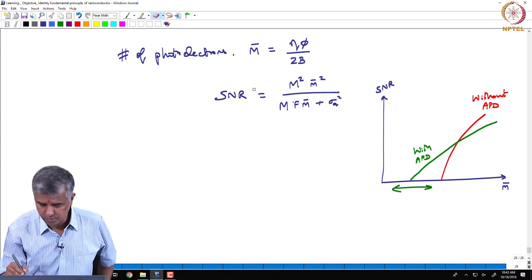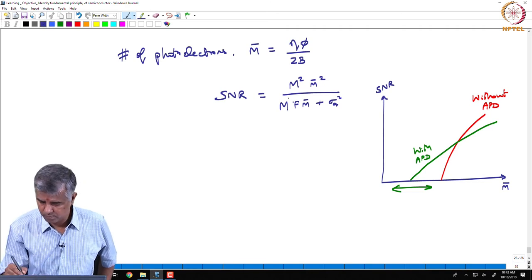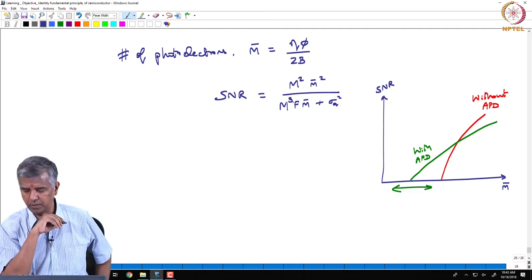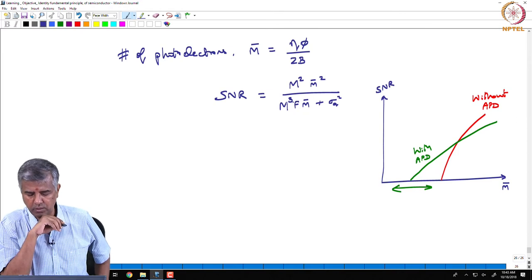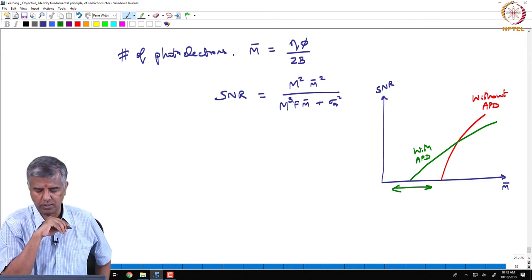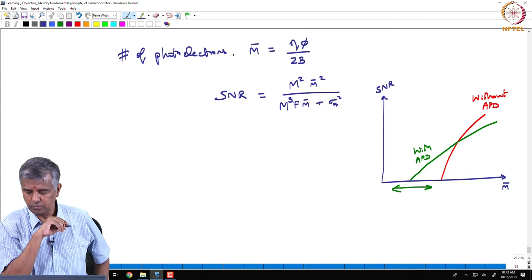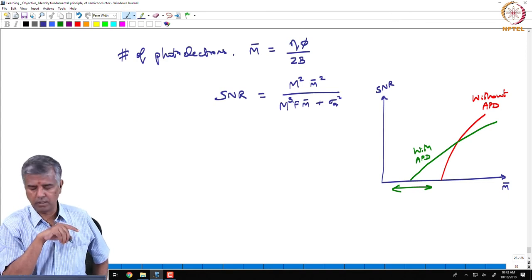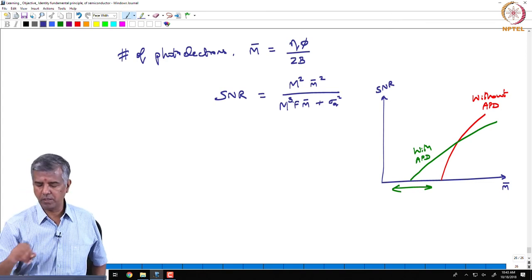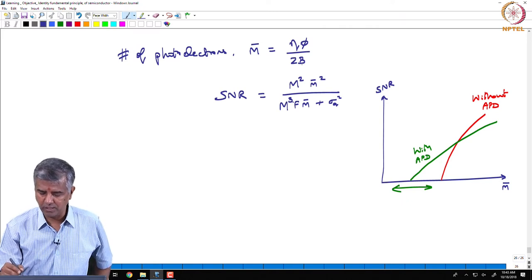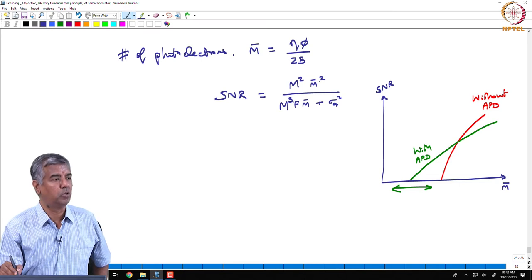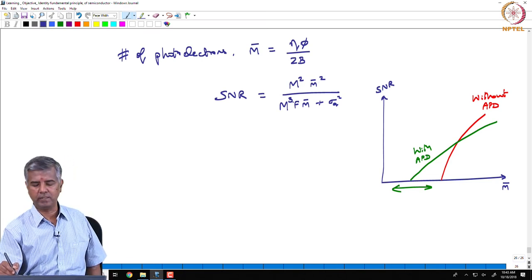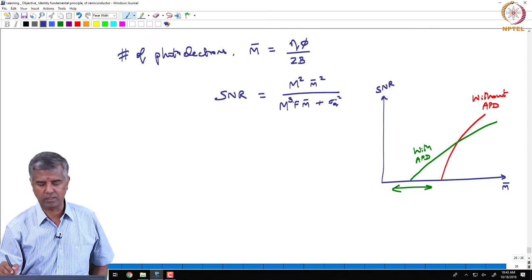Yeah, that should be M cube over there, because we are just counting in terms of number of photoelectrons. So the other question, what is sigma q square? Sigma q square, there is actually a normalization factor because we have taken 2b in the numerator. There is actually a normalization factor corresponding to that 2b that comes into that.